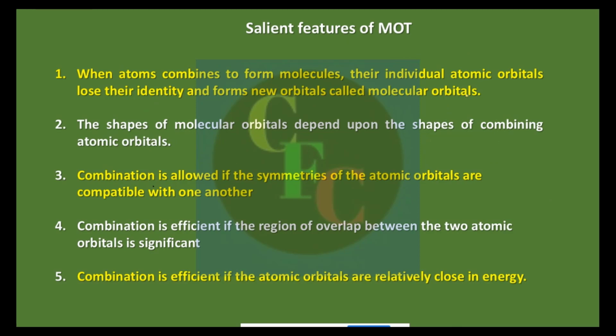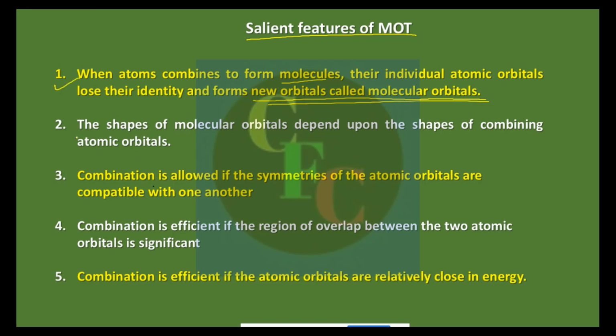Now you have already laid out these points, but it's better to recapitulate the salient features of MOT, or molecular orbital theory. In your textbook you can find even more points, but the main points I think are these. It says that when atoms combine to form molecules, their individual atomic orbitals lose their identity and form new orbitals called molecular orbitals. This we already discussed in the previous slide.